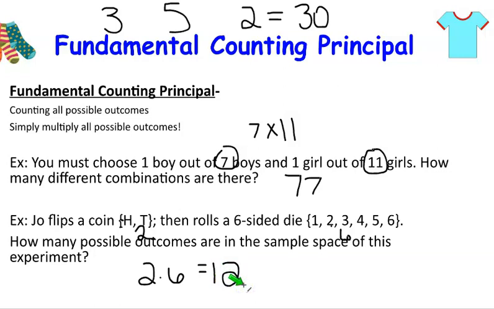Excellent. So that is the fundamental counting principle. You could also make a tree diagram, but that's time consuming. Use the fundamental counting principle where you just simply multiply your choices.